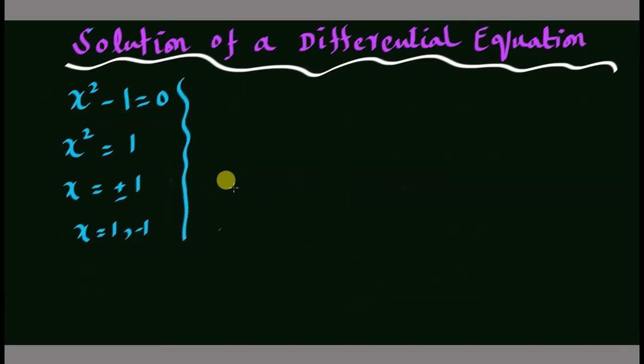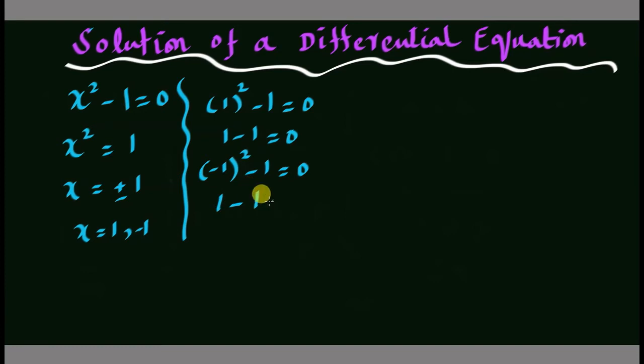Why? Because when we substitute plus 1 into the given equation, it satisfies the given equation. Similarly, when we substitute minus 1 into the given quadratic equation, it also satisfies the equation. This shows 1 and minus 1 are the solutions of this quadratic equation.